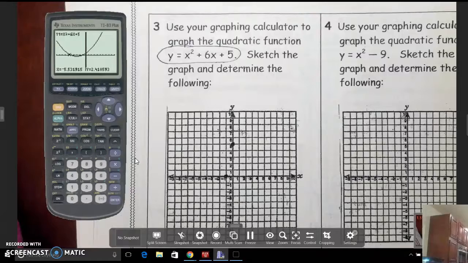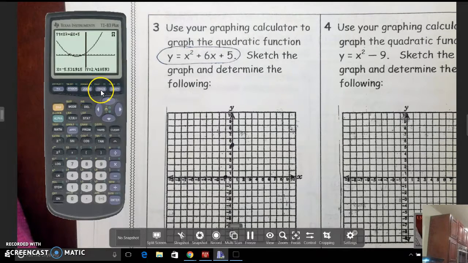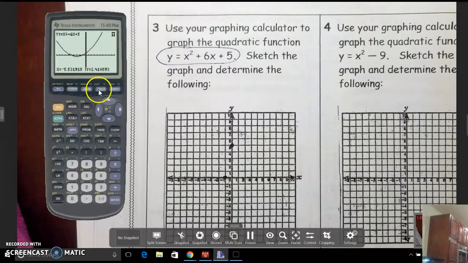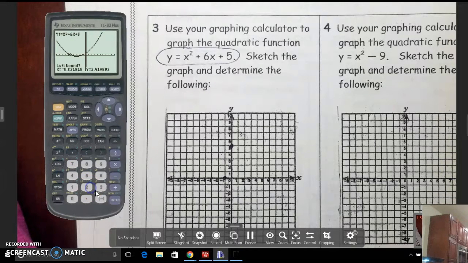Okay, so I zoomed in a little bit, but what you really want to do is you're going to go to second calc. So this is second and then calc. So second is the yellow button, and then calc is the one that says C-A-L-C in yellow. It's above trace. So you are going to push on trace. So second trace. And you want to go to 2 for your 0. So we want to find out what our 0 is. So I'm going to go to 2.